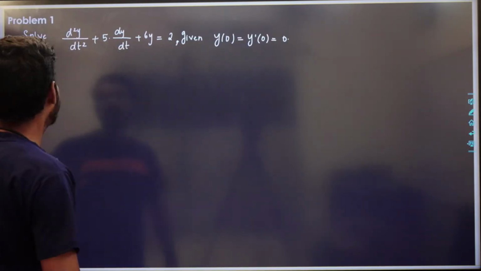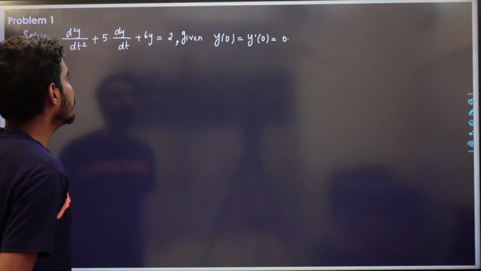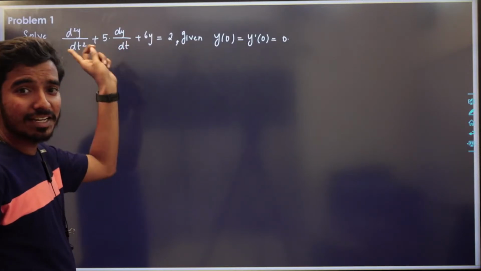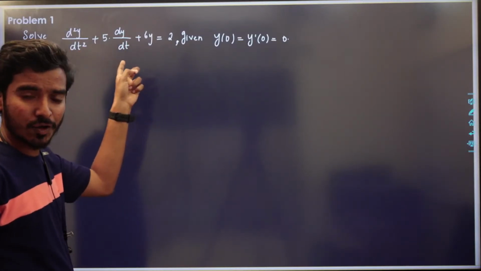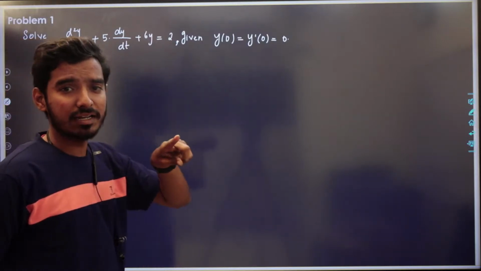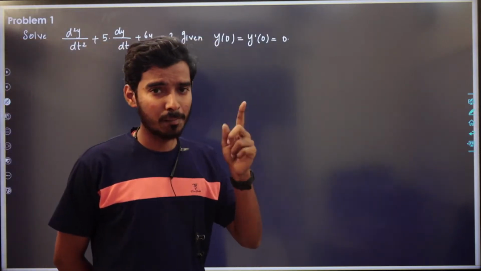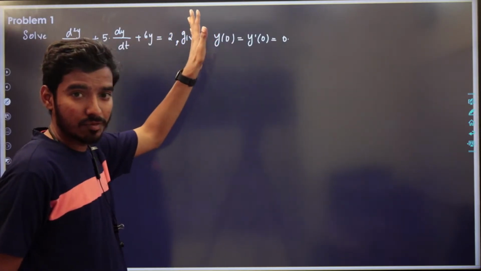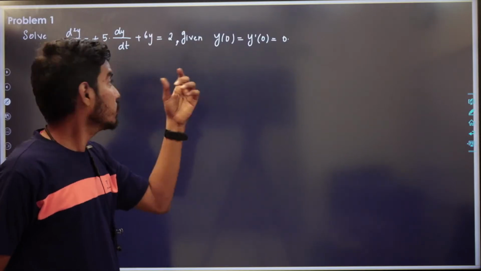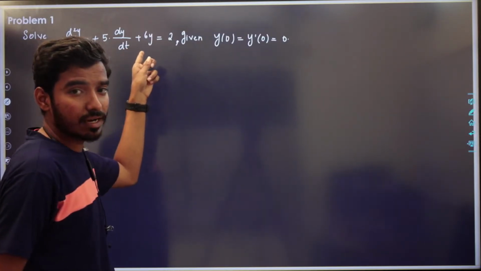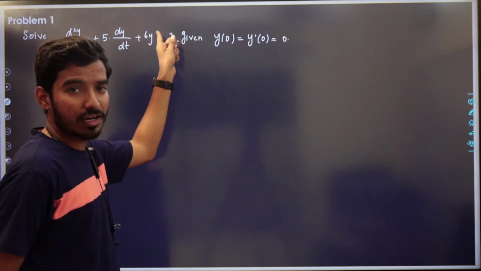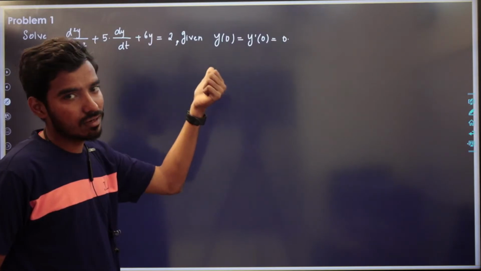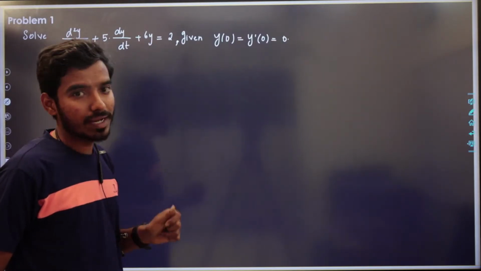Solve d square y by dt square plus 5 dy by dt plus 6y is equal to 2. You can easily solve this as a second order differential equation with constant coefficients, by using the characteristic function and particular integral. But we are going to apply Laplace transform here. You can see RHS is 2, that is 2 into e power 0x, so it comes under type 1. You can easily solve it that way also, but here we are going to apply Laplace transform.